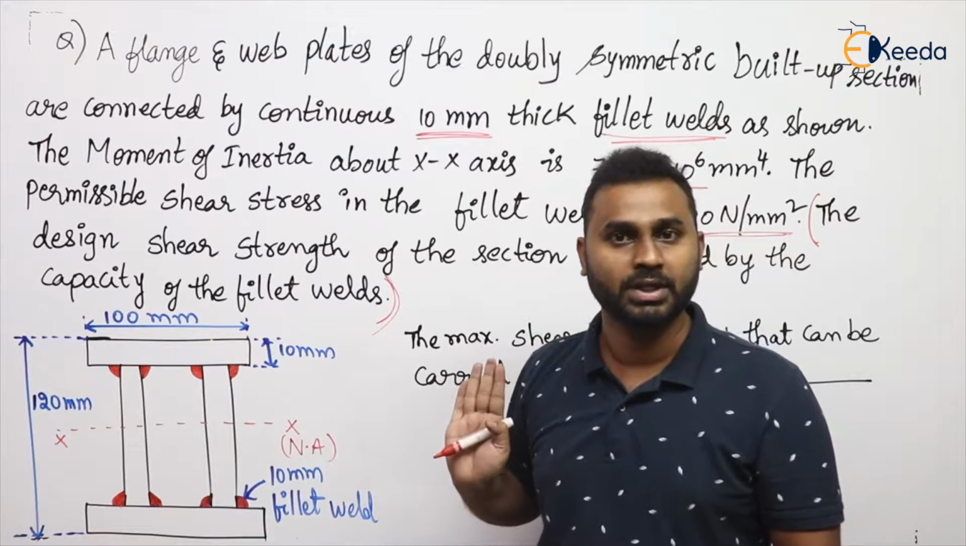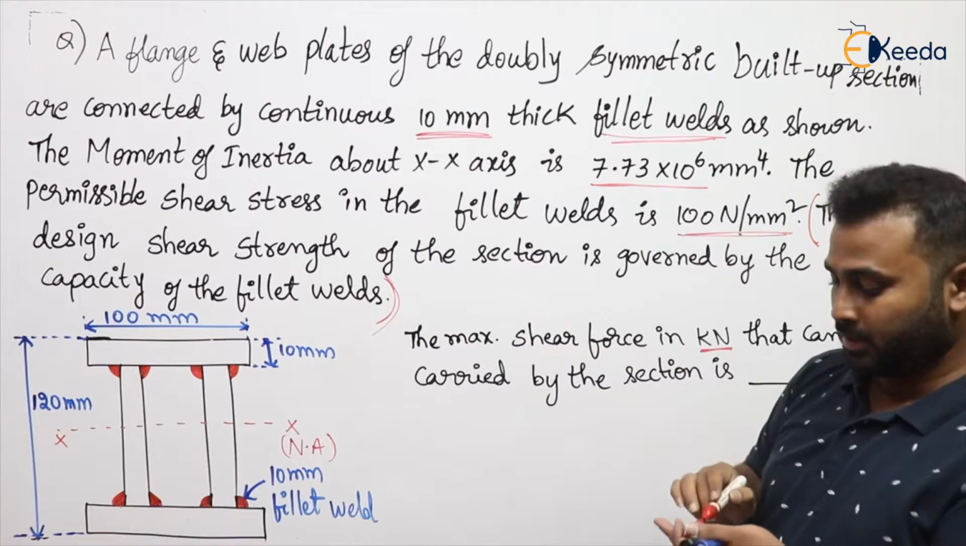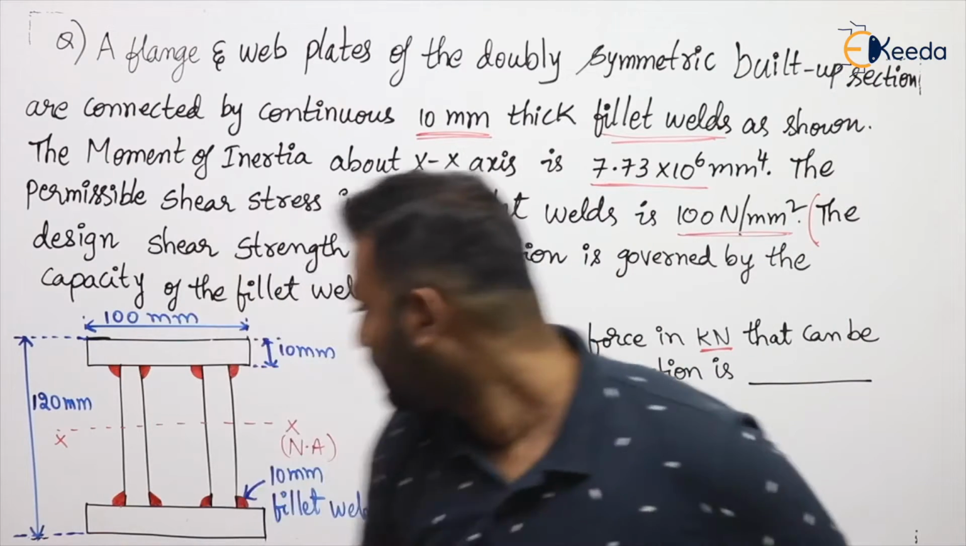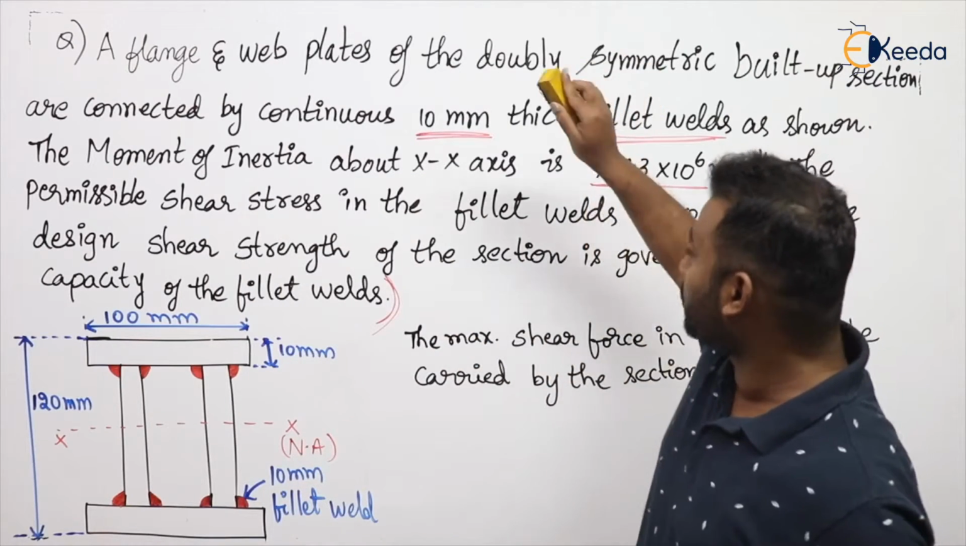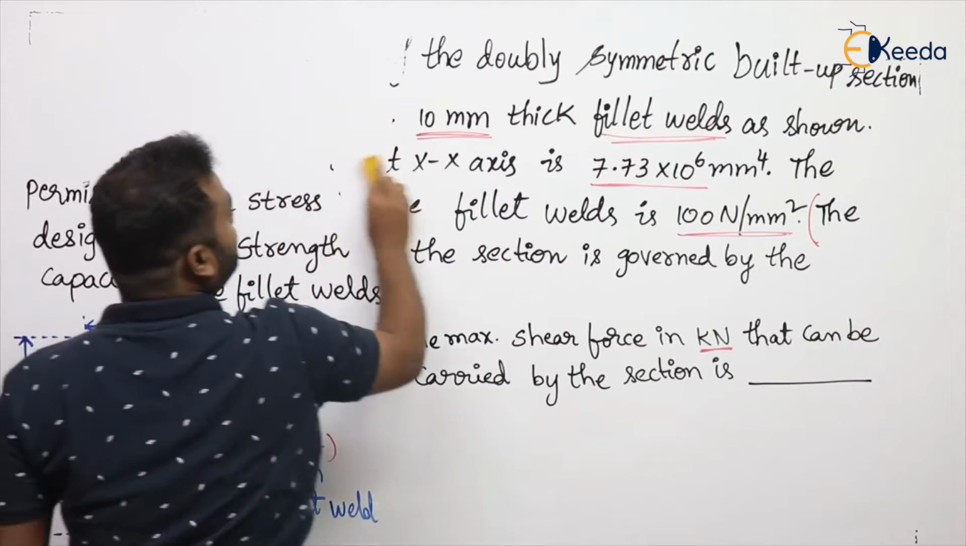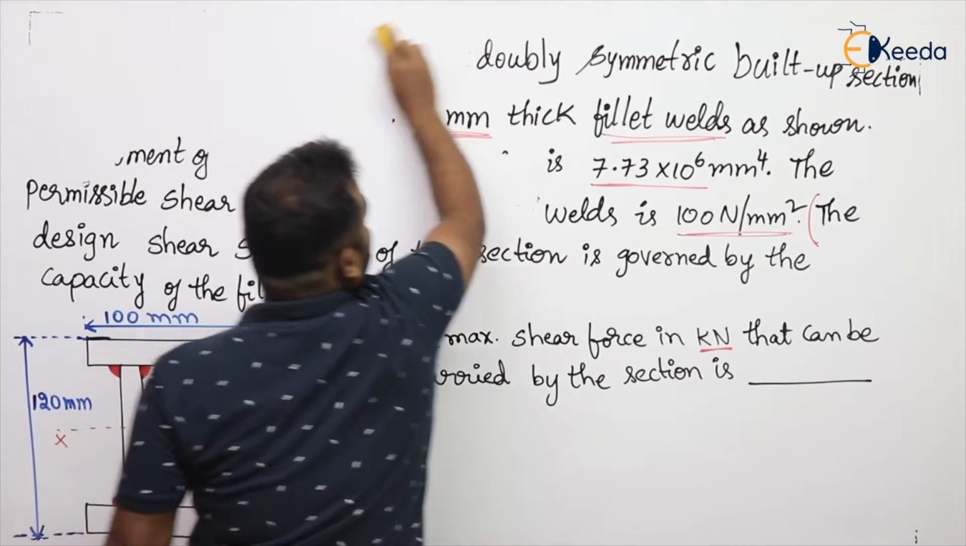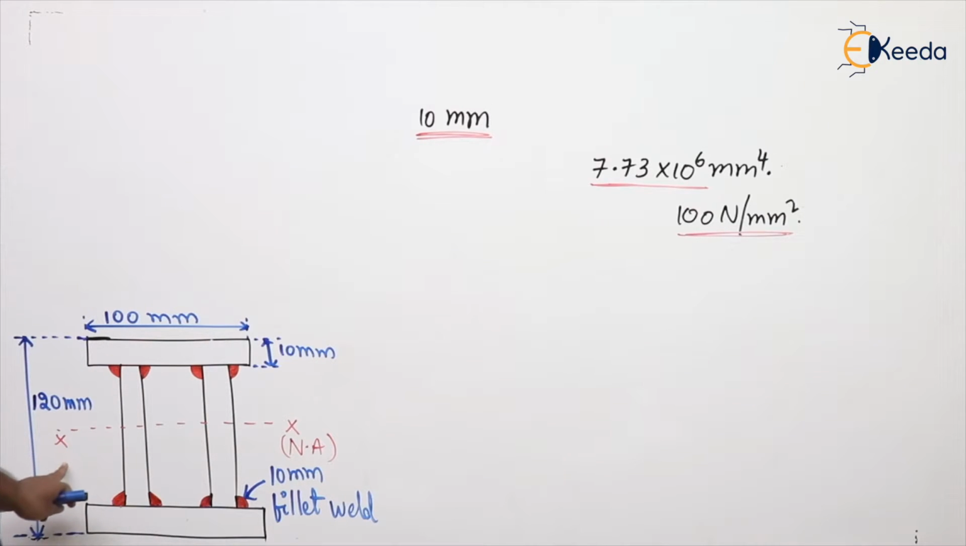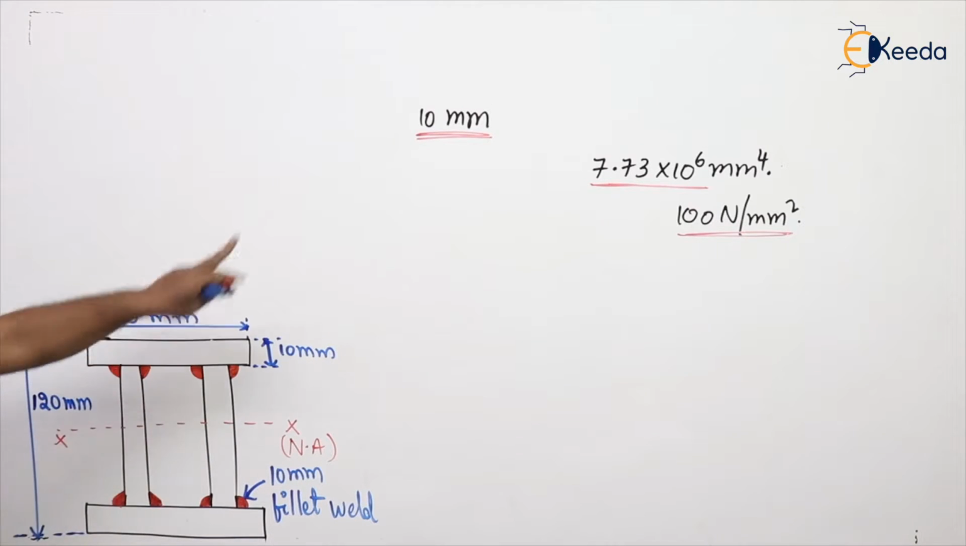Okay, for solving this question, is that clear? Now I am going to rub the question but keep this diagram. This is the diagram and these are the informations.